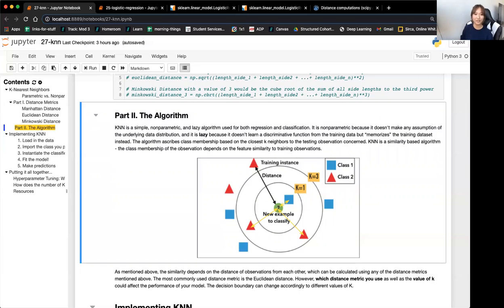So with these two red triangles, your classification changes because it just looks at your three nearest neighbors, saying, all right, well, I have two that are class 2 and one that is class 1. Therefore, I'm going to classify this as class 2.